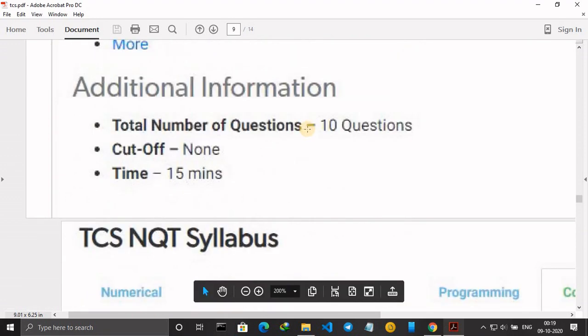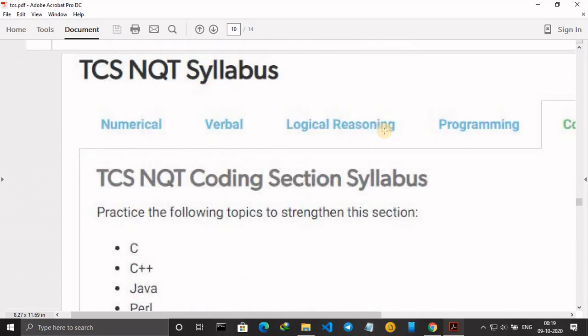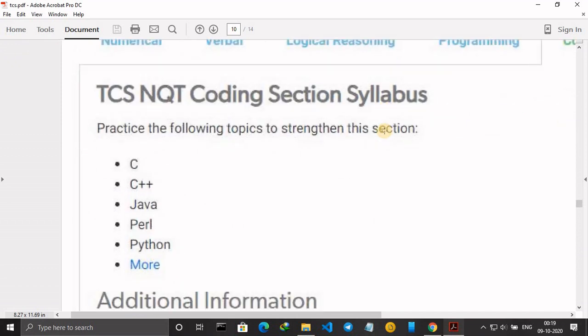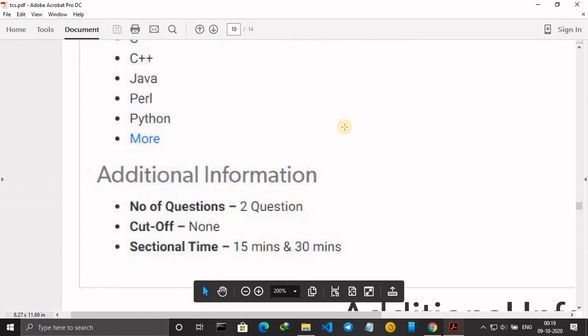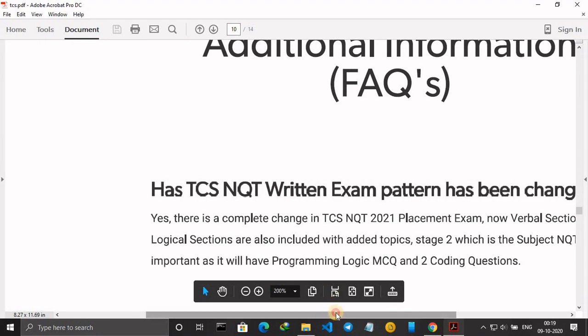Additional information: the total number of questions will be 10 and cutoff none. 15 minutes are allotted for this section. And there will be 2 coding questions. The following languages are accepted: C, C++, Java, Perl, Python, and more. And there will be more languages. Using these, you can solve the coding question and write the code for it. Frequently asked questions: if you have any doubt regarding this, you can see here.